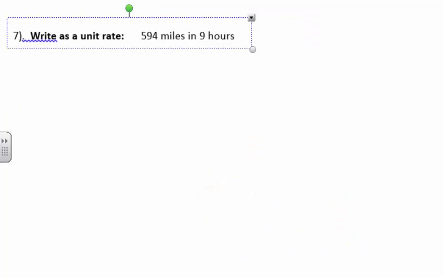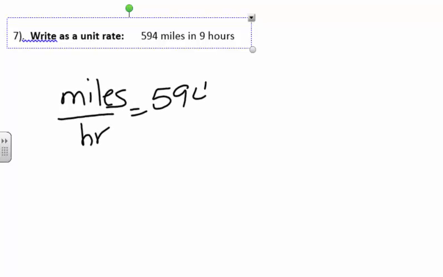Number 7. Number 7 says write as a unit rate. We've been doing this all video, so we're going to compare miles to hours, and that's going to be 594 over 9, and that should equal the ratio of x over 1.